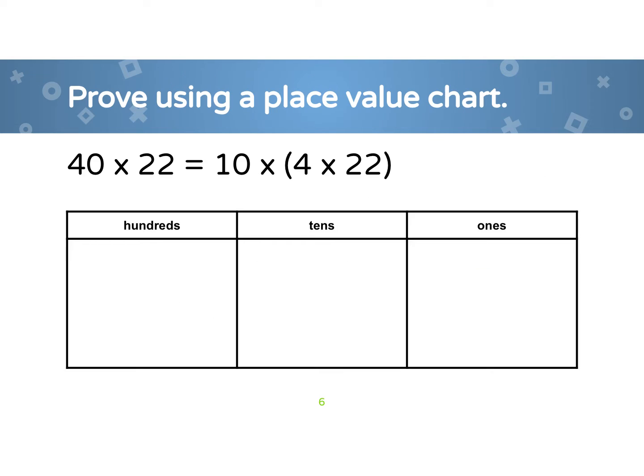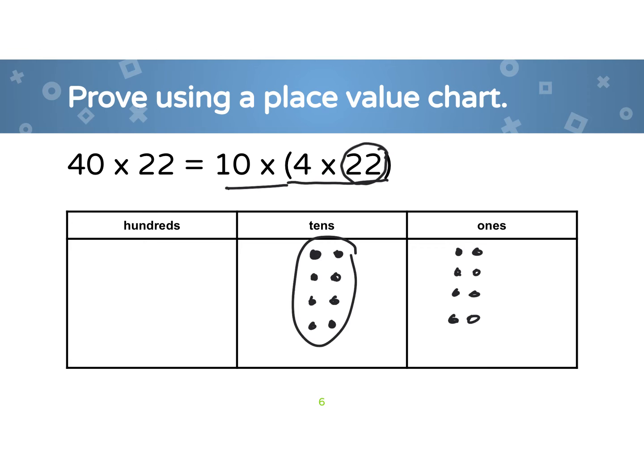Okay, so let's look and prove the associative property using the place value chart. So I'm going to just do this one. Remember, we do what's in parentheses first. So I'm going to do 22 4 times. Okay, so I took 22 and I wrote it 4 times because this is in parentheses, so I did that first. That gives us 8 tens and 8 ones. Now we have to multiply that by 10.